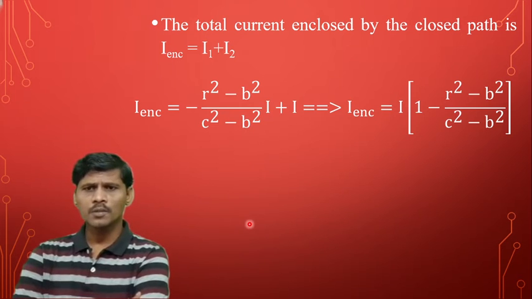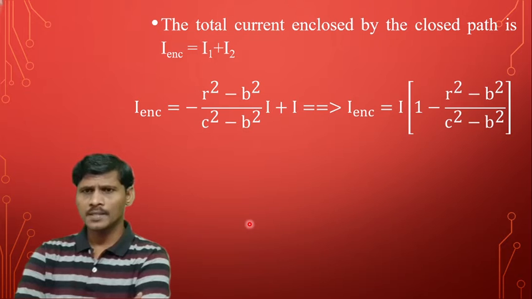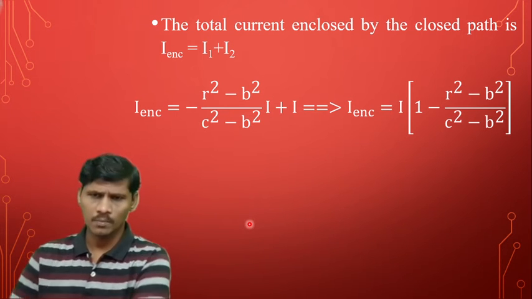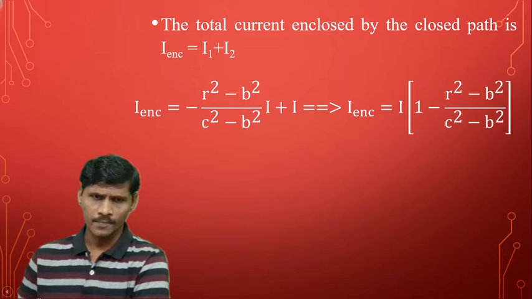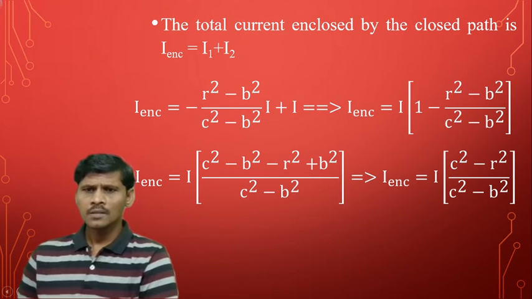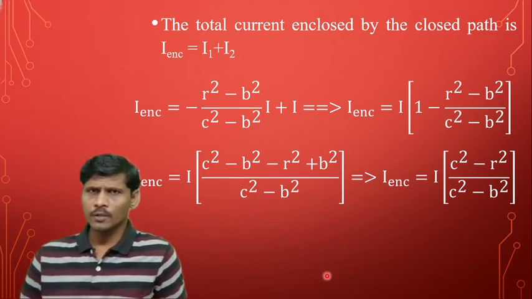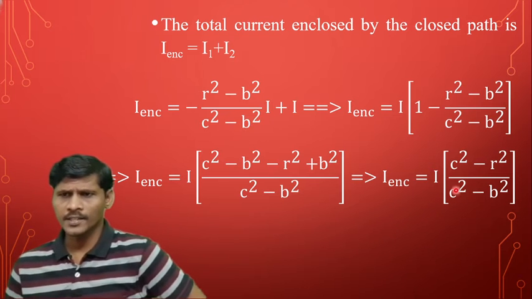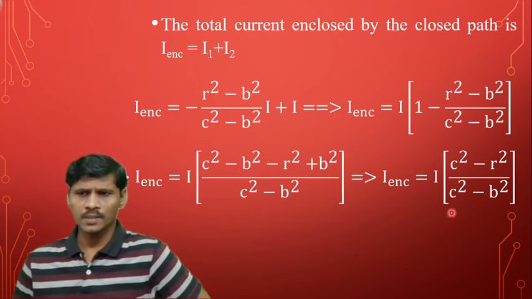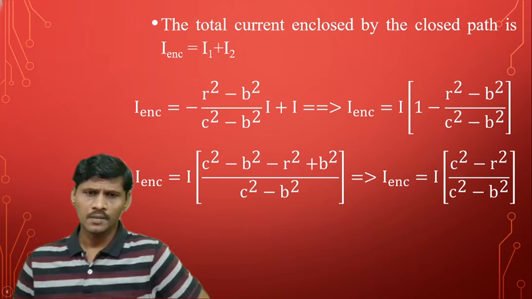minus (R square minus B square) by (C square minus B square) into I, plus I. On the RHS, in both terms the current I is common: I into 1 minus (R square minus B square) by (C square minus B square). Taking the LCM in the denominator, we get the enclosed current as I into (C square minus R square) by (C square minus B square).